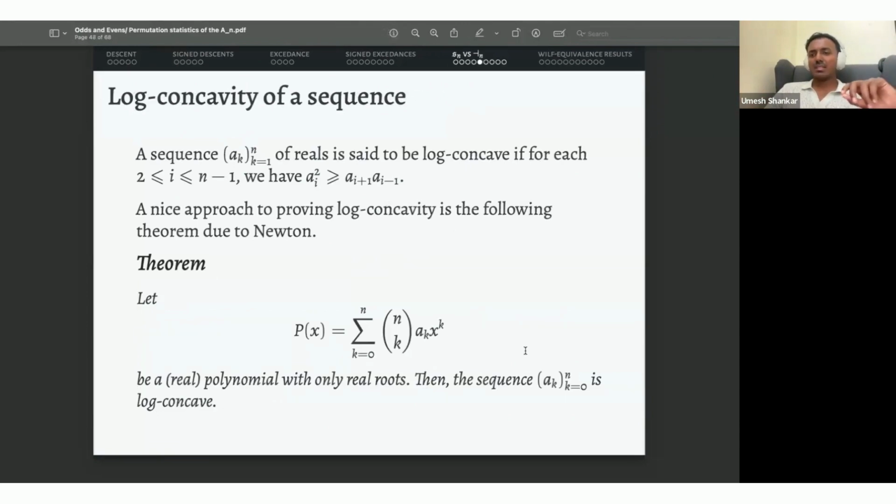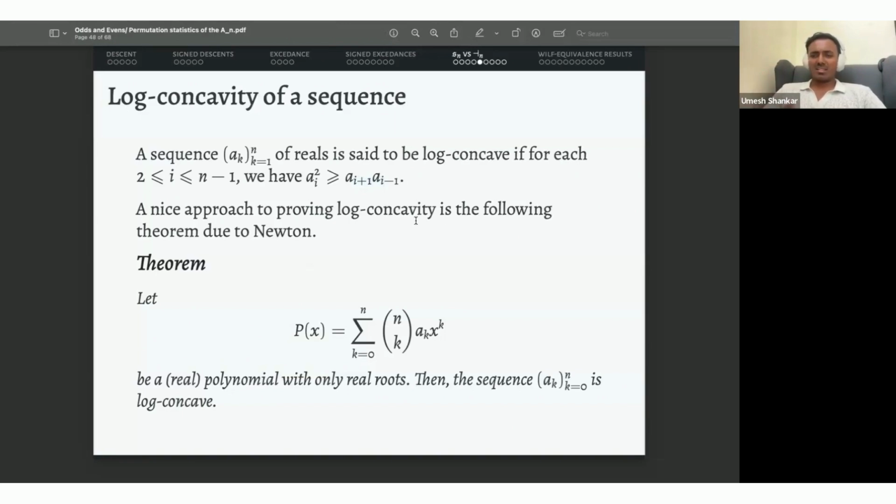Another additional property that the Eulerian polynomials, or Eulerian numbers, satisfy is that for fixed n, that row of the Eulerian triangle is log-concave. So what is log-concavity? A sequence of reals is said to be log-concave if for each i we have the following relation: ai squared is greater than or equal to the product of ai plus 1 and ai minus 1.